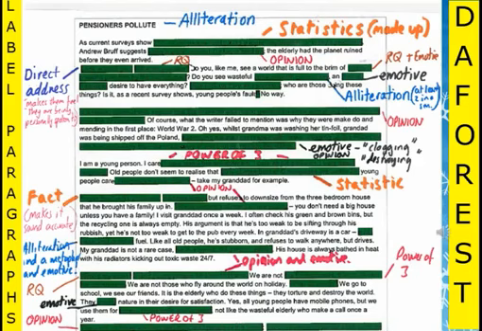alliteration. They're comparing a car to a beast, so that's a metaphor, and it's very emotive. It doesn't just drink fuel, it guzzles fuel. So here we've got a lot more opinion and emotive language. The use of the word selfish is emotive.